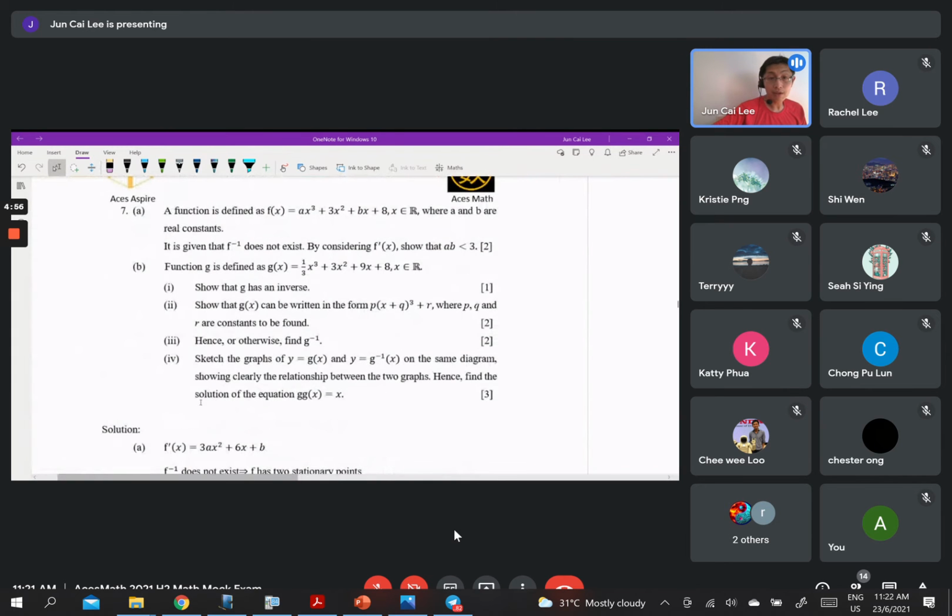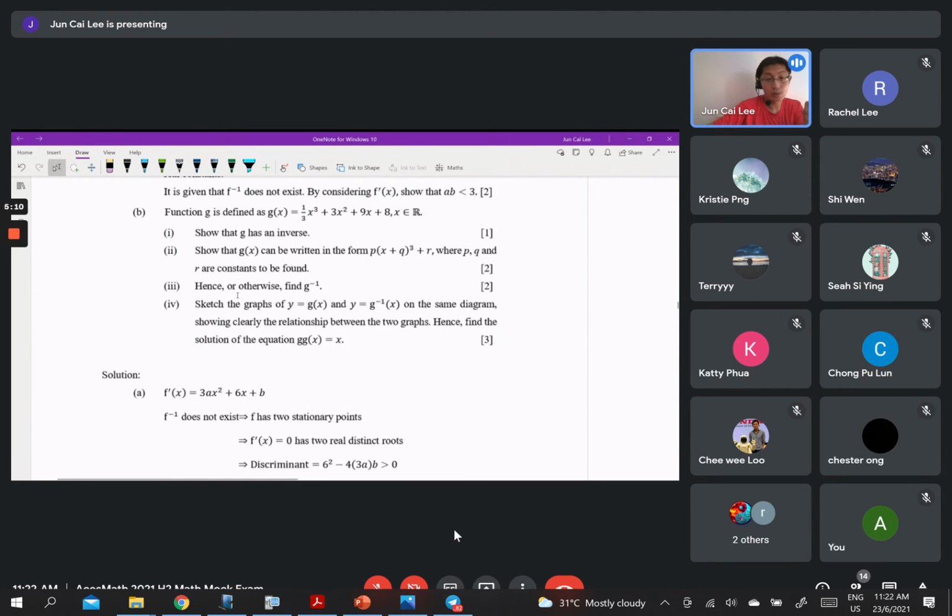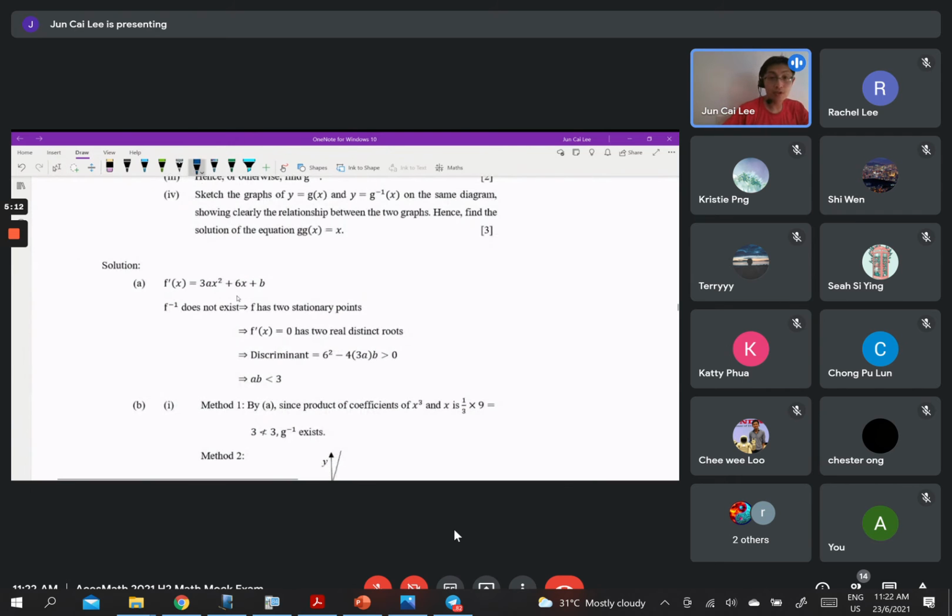Okay, so part A is actually where it ties in with your differentiation. So how do you know, for a cubic equation, how do you know what is the impact of f inverse not existing? Well, it's not one-to-one for sure. So cubic equations usually are of this form. It's either, assuming the coefficient of x cubed is positive, it's usually of this form. So another way is that it cannot have a stationary point, is this way.